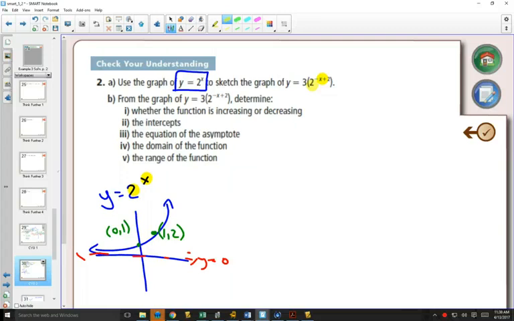So now let's just describe things before we actually do the transformations. What's the 3 going to do? Vertical or horizontal? Vertical. Stretch or compression? Stretch. What about the negative? That's a reflection, right? Is that a reflection over the y, or is it a reflection over the x? It's a reflection over the y.